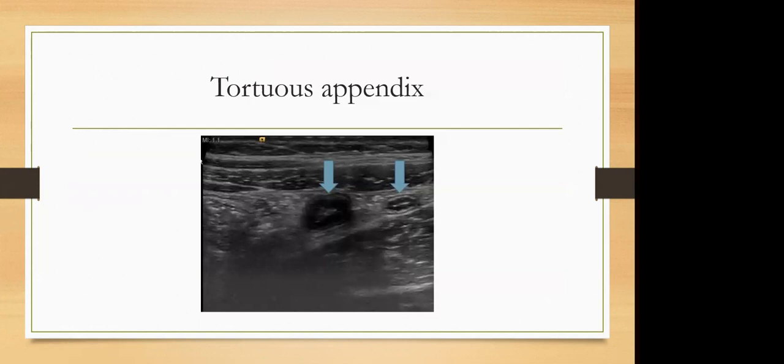Another thing is the appendix might be tortuous. If you look at a tortuous appendix, it's not straight. So one part may be normal, but the other part is inflamed. If you're not careful, if you only look at one part and say, oh, this is a normal appendix, and you didn't check properly the whole length of it, you may miss that this patient had appendicitis.